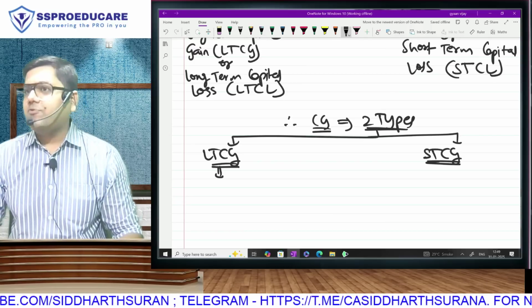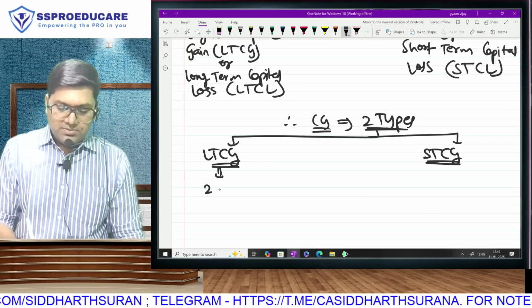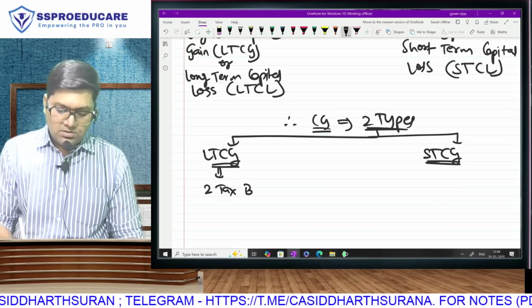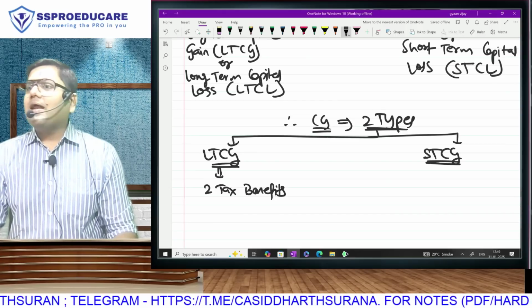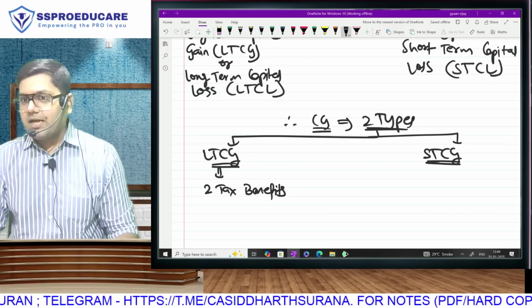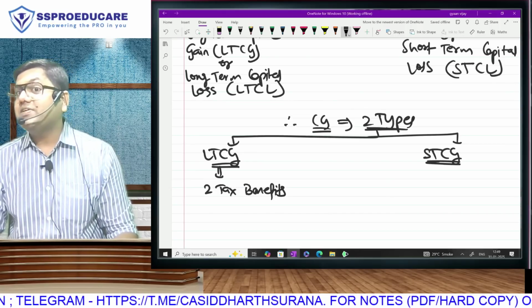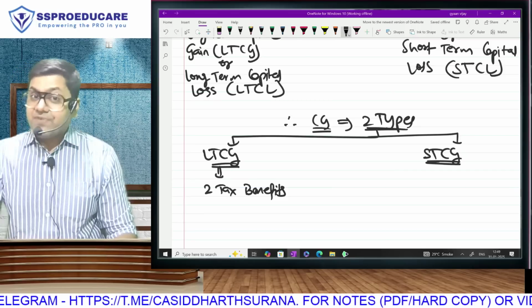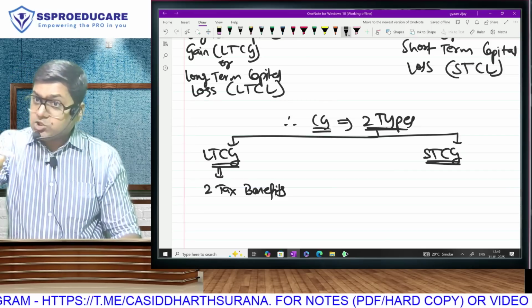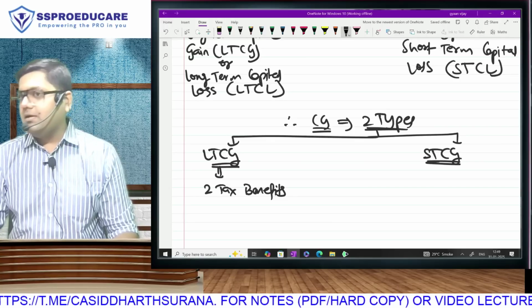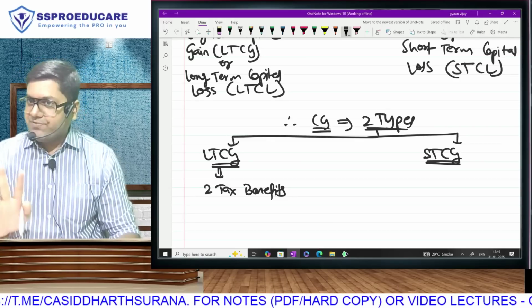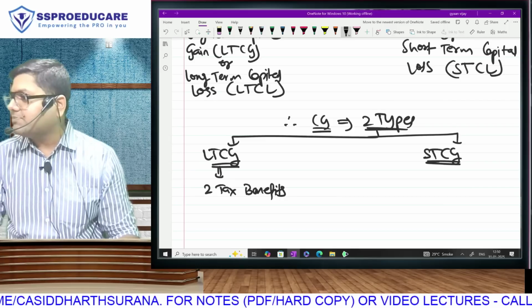To reward me for the risk, income tax law will give me two tax benefits. There are two tax benefits given in the income tax law for capital gains which are long term. That means one thing everyone understands: if the same capital gain is short term, then the two tax benefits are not going to be available. If the capital gain is long term, there will be two tax benefits. If it is short term, there won't be any tax benefit.